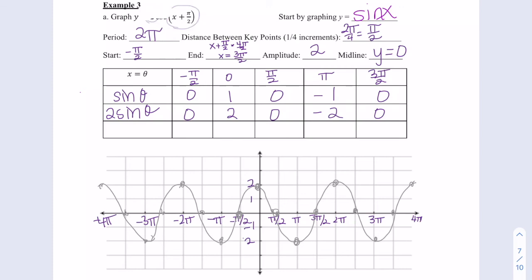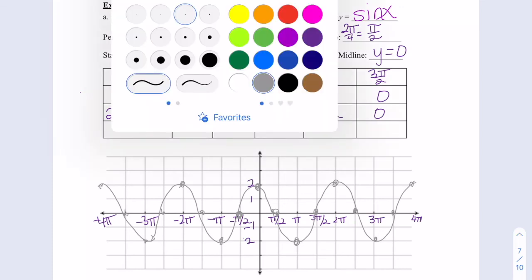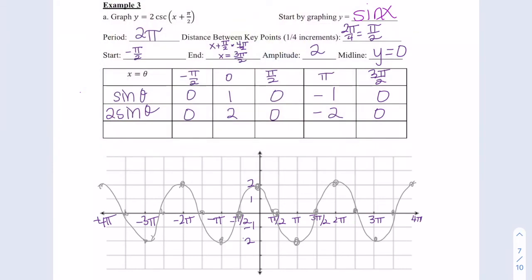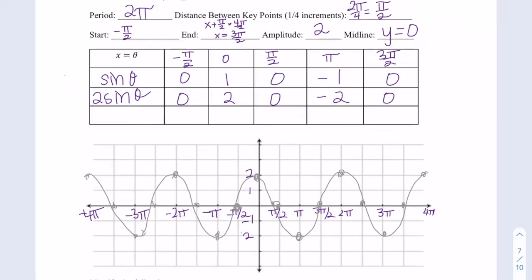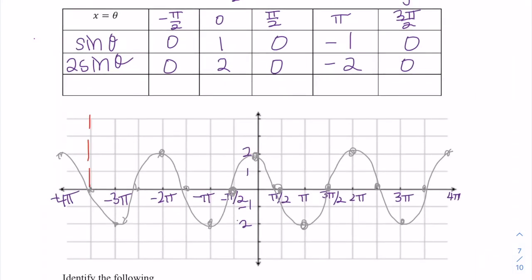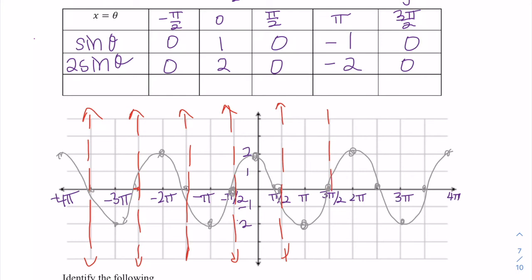So remember, the cosecant is going to have asymptotes, and I'll use red, a bright color. It's going to have asymptotes when sine equals 0. So every time we have these zeros, we're going to have a vertical asymptote. So you can see that there are going to be a lot of vertical asymptotes here between -4 pi and 4 pi.